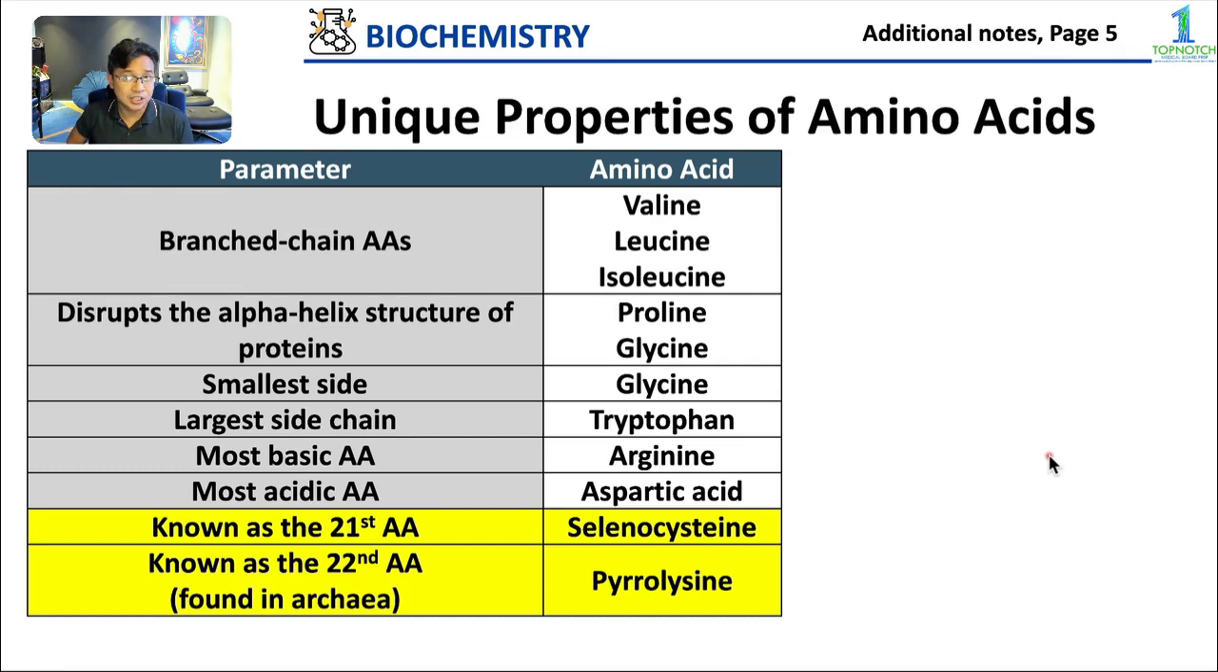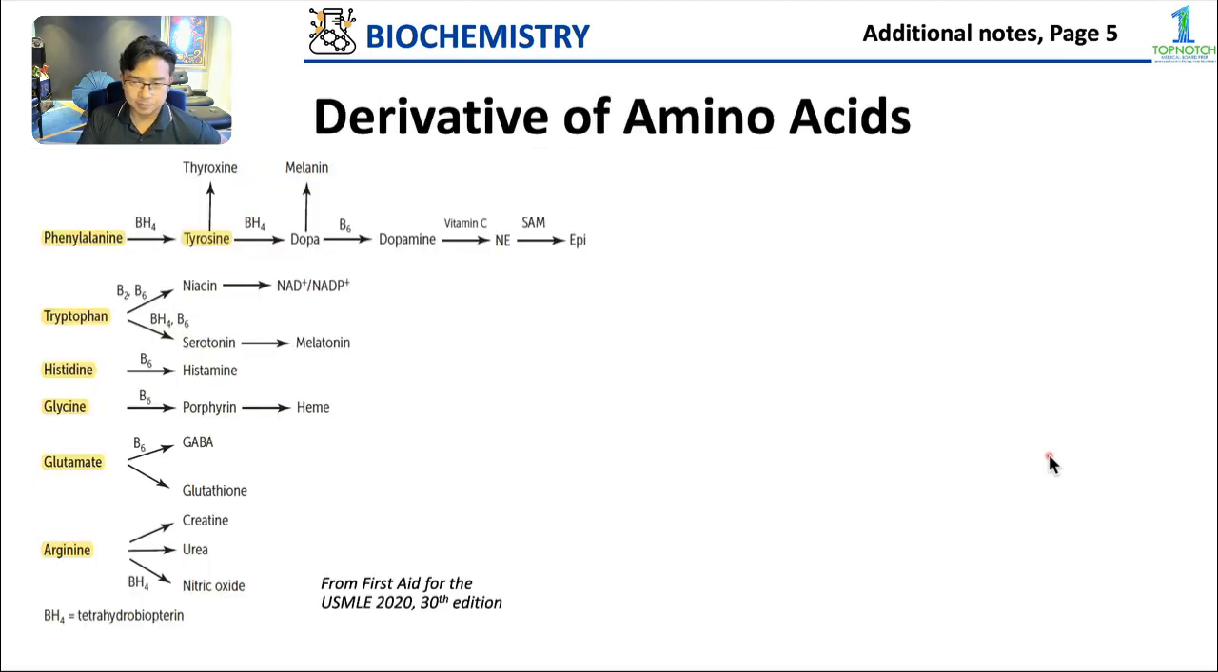Selenocysteine is known as the 21st amino acid, while pyrrolysine is the 22nd amino acid, mostly found in archaea organisms. Okay, usually they can be seen in extreme environments, but can also be seen in your gut microbiota.